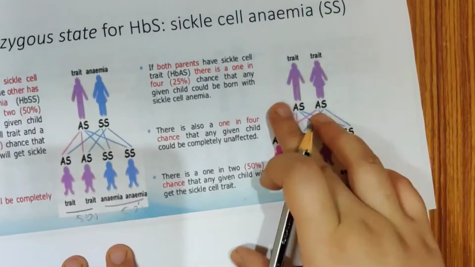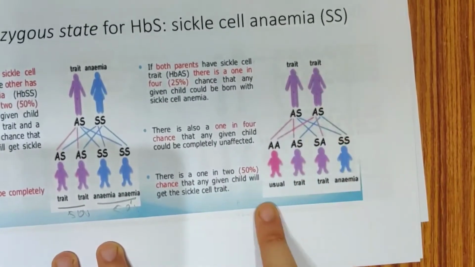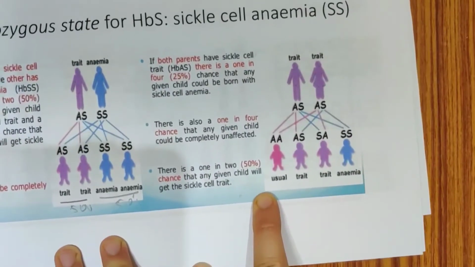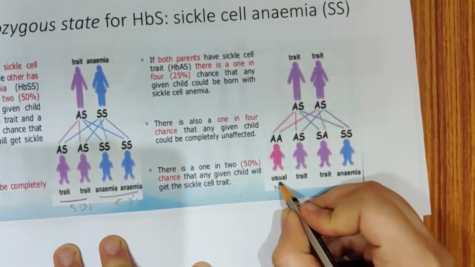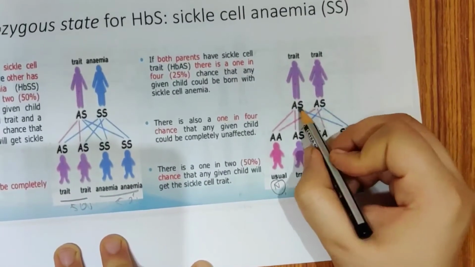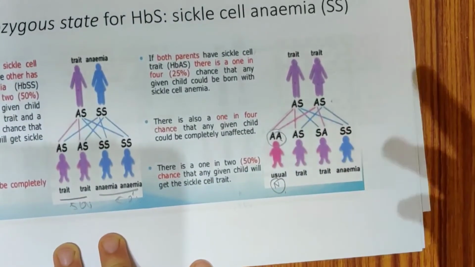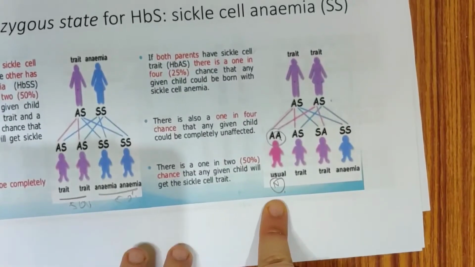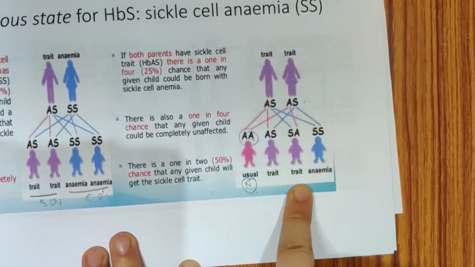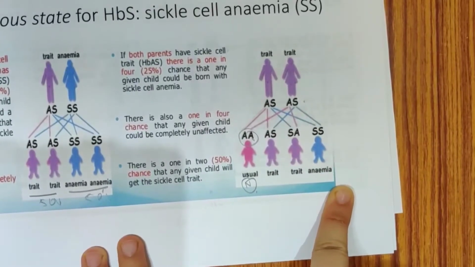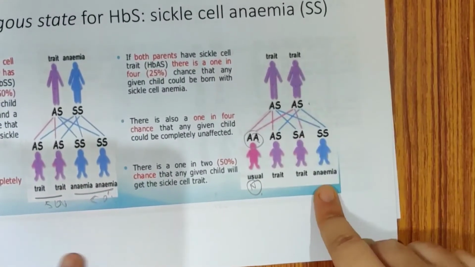Again, if both the parents have sickle cell trait, what will happen? Then there will be 1 in 4 chances that the child will be unaffected. So 1 in 4 chances this will be a normal child. How does it become a normal child? Because trait has AS, so AA will form adult hemoglobin. Adult hemoglobin is normal. So these are normal. But the other 2 will have traits and the last will have anemia. If you remember the genetic crossing done by Mendel, you will understand this inheritance pattern.